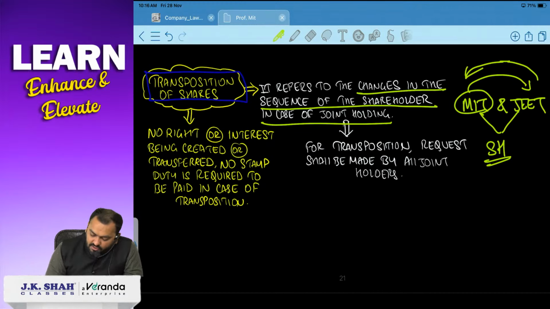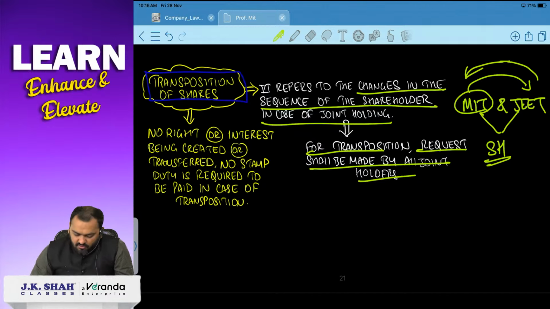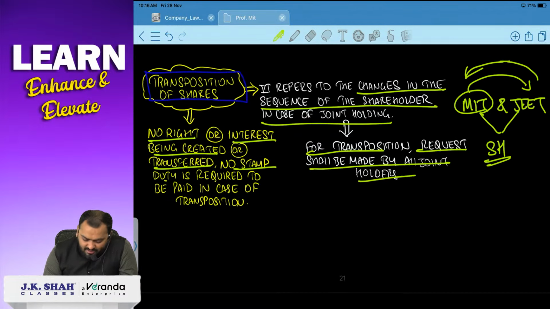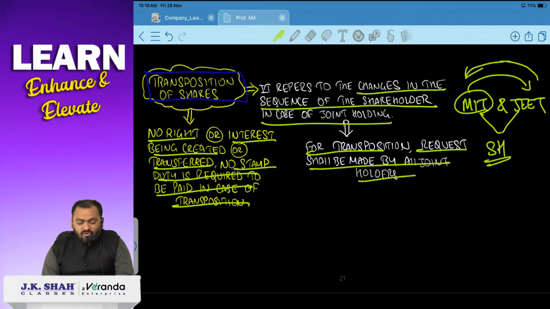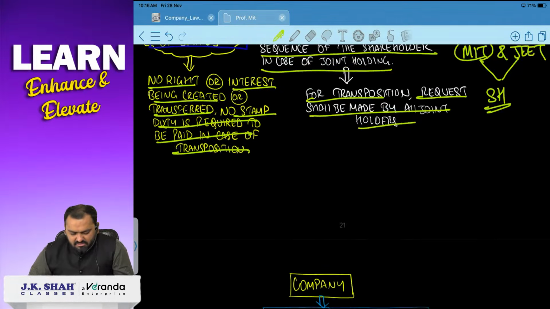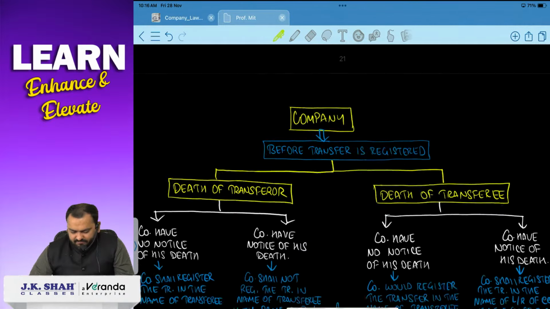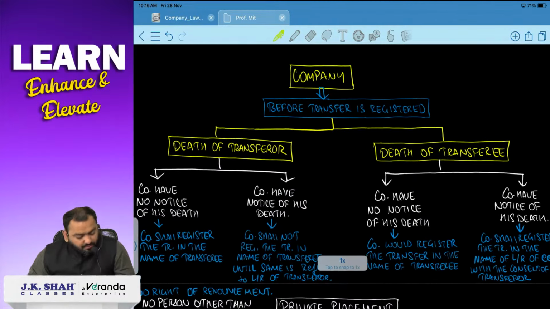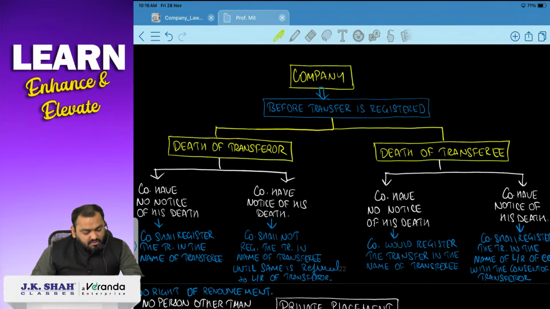For transposition, the request shall be made by both the joint holders. But here no rights are transferred, no interest is created or transferred, and no stamp duty is required to be paid because it is just a change in the sequence of names, nothing else. No other rights are getting affected. Both are still members only. Now the last topic related to transfer and transmission of shares.